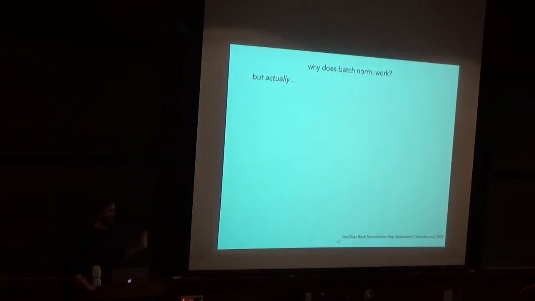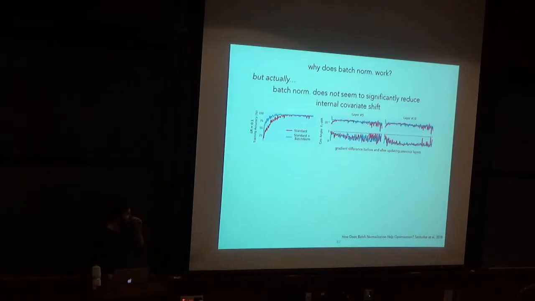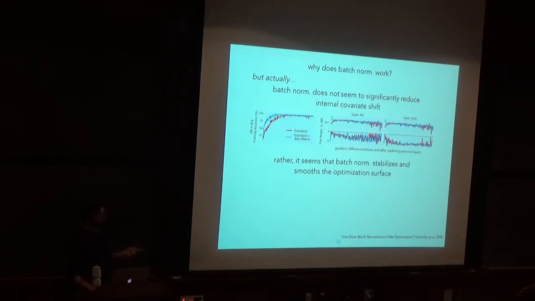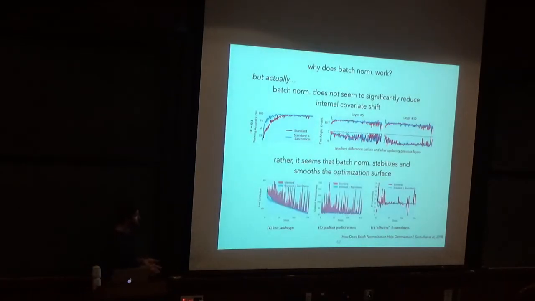This was the accepted wisdom until about a year ago, I would say. But actually, batch norm doesn't seem to be doing this. There was a recent paper that showed this isn't the case. The internal covariate shift is not statistically different from not using batch norm. They looked at whether you could quantify the internal covariate shift and then compare it. What they did find is that it may not be reducing internal covariate shift as the original authors of the paper said, but it actually does seem to be stabilizing the optimization surface.